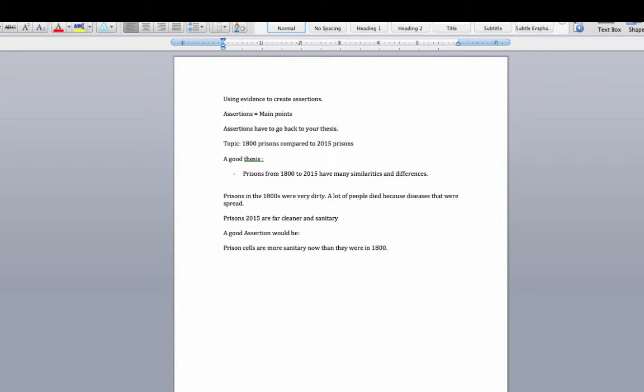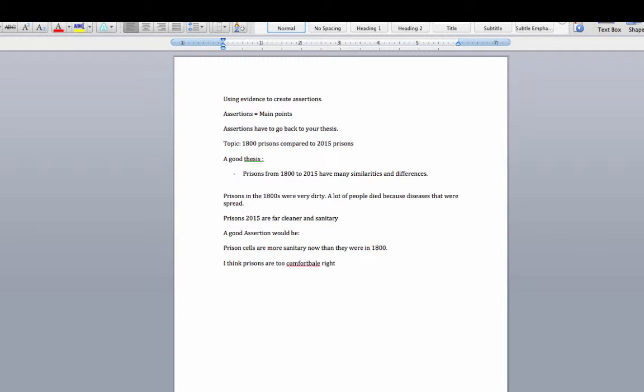So I've created a topic sentence or an assertion that relates directly back to the thesis. Because remember, the thesis is prisons from 1800 to 2015 have many similarities and differences. So prison cells being more sanitary than they were in 1800 talks about differences in these prisons when it comes to their sanitation level.